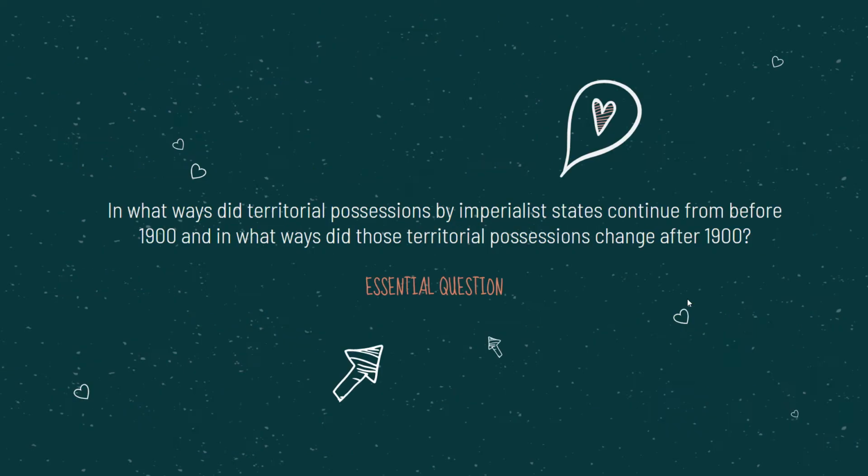So essential question is, in what ways did territorial possessions by imperialist states continue from before 1900? And in what ways did these territorial possessions change after 1900? So imperialism is going to continue to happen even after World War I.